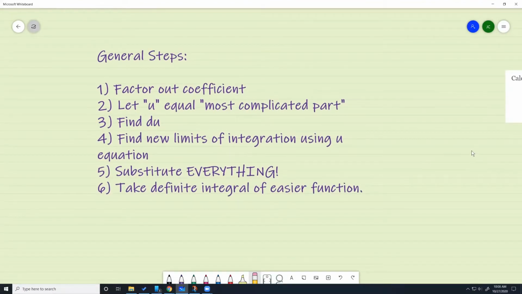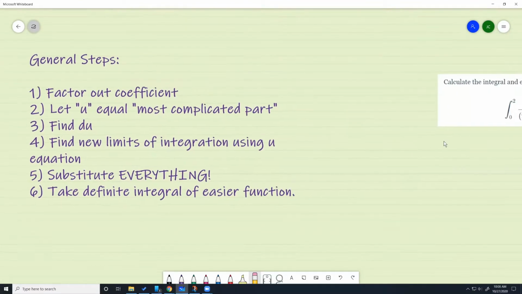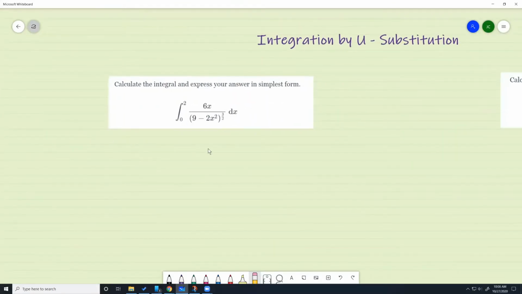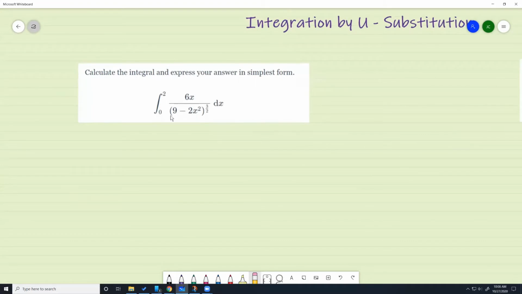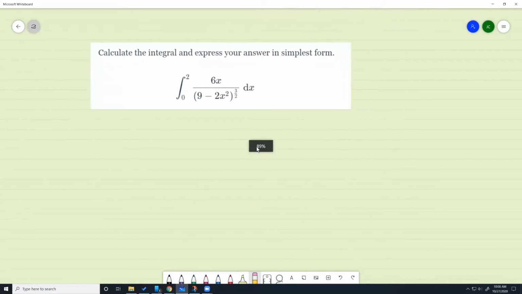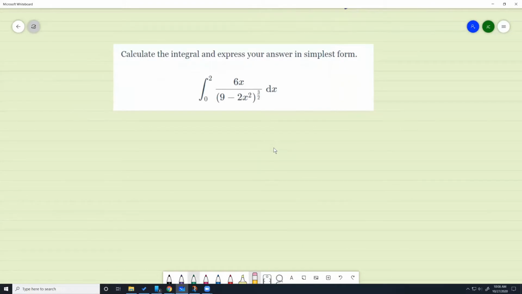But u substitution really is just to make a complicated looking integral and turn it into an easier integral to solve. Otherwise, this is kind of a lot going on. Okay, so u substitution kind of clears that up. All right, but the process itself has a lot of parts, a lot of steps, so it takes a lot of practice. Okay, first thing we're going to do is to factor out 6.